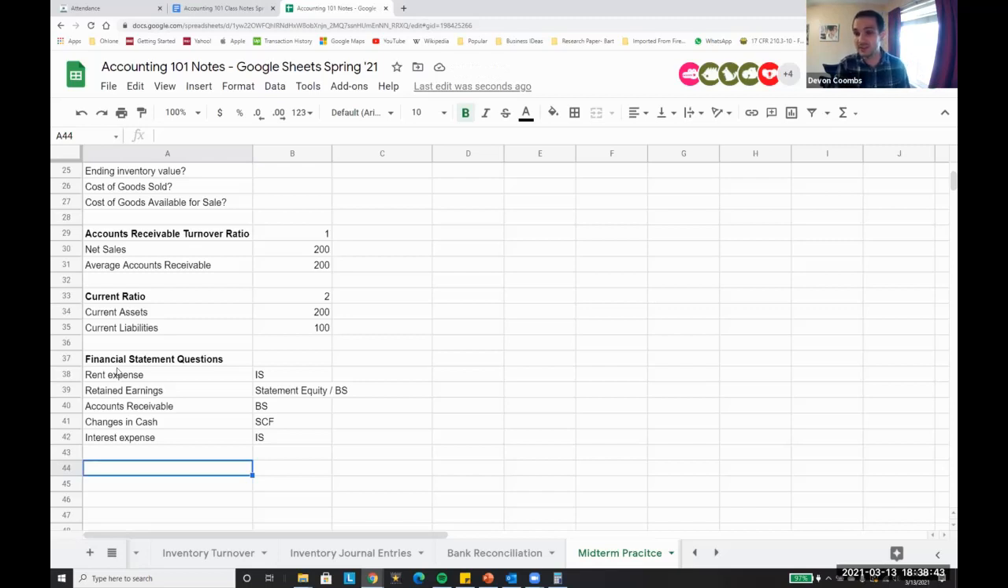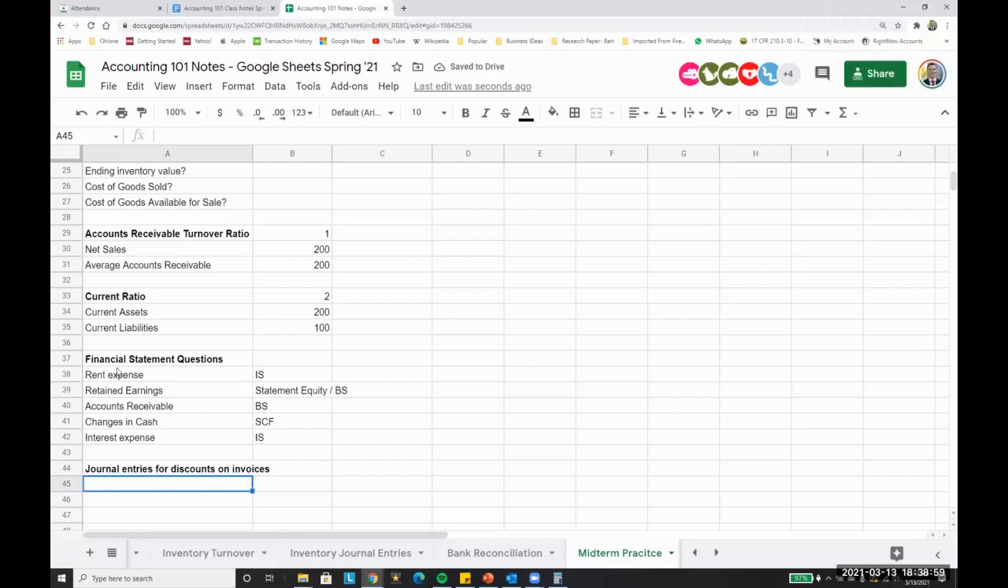We'll go over journal entries for purchasing and returning goods. Also discounting, right? So what if I sold product, or what if I purchased product that had the 2/10 net 30? Remember we did all that? The 2/10 net 30, the 2% discount in 10 days. Know the journal entries.